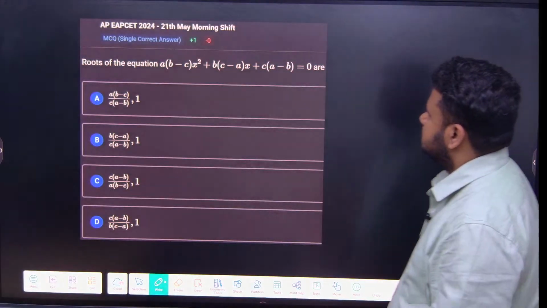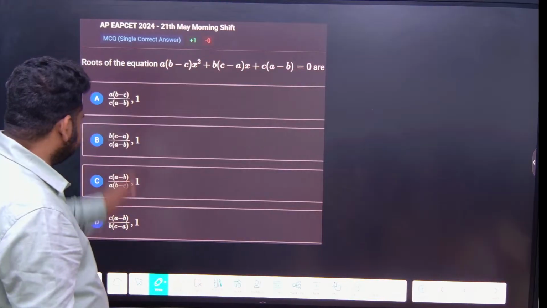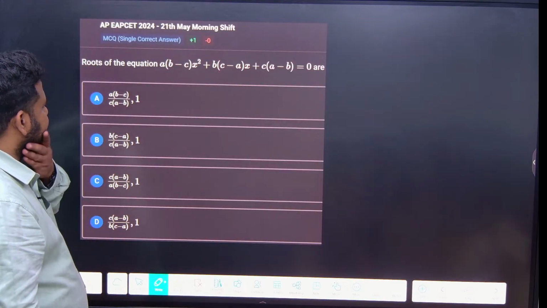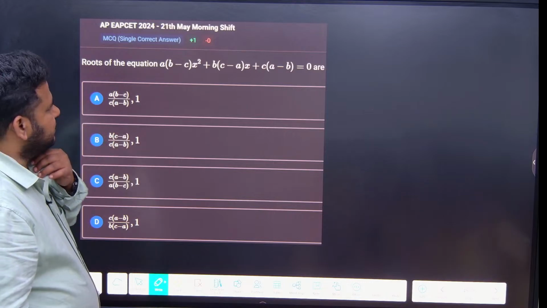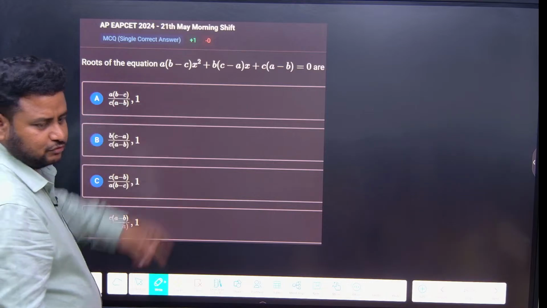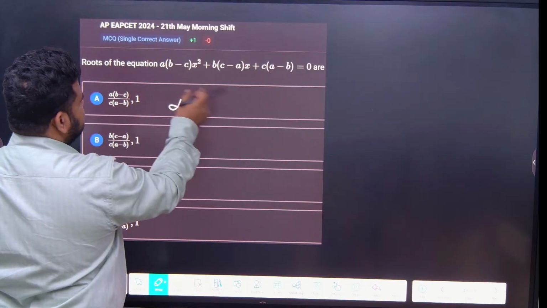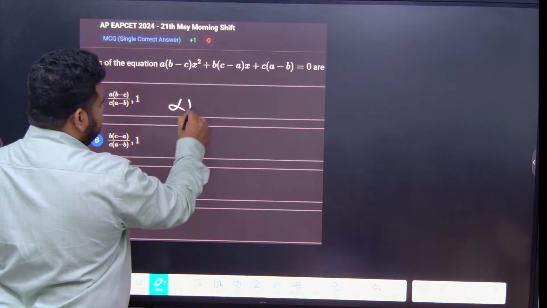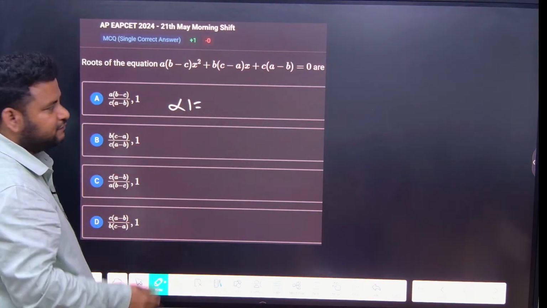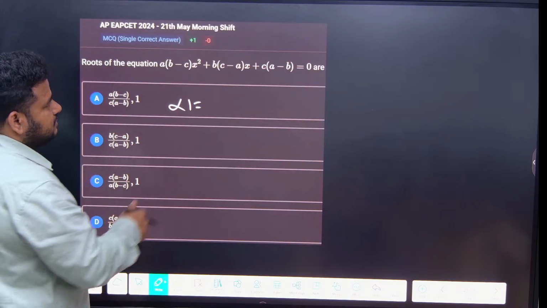This one, see here. So roots of the equation are 0. So everywhere it is 1. That means what? Product of the roots, if I take, here it is x square. Let one of the roots be alpha. They are asking roots of the equation. Another root is 1. Alpha into 1. Product of the roots is what? C by A.